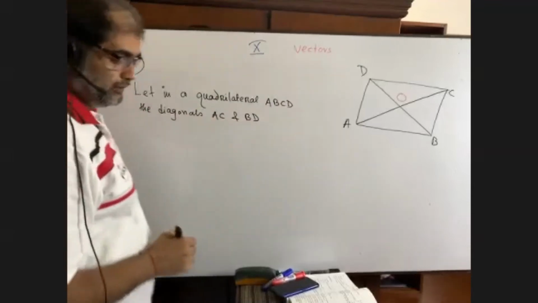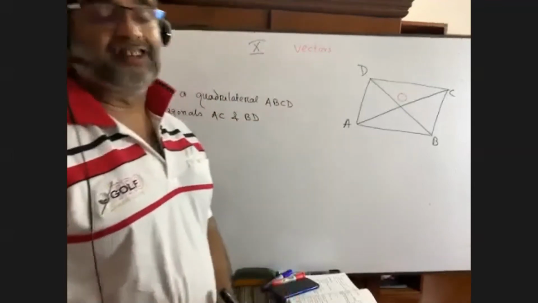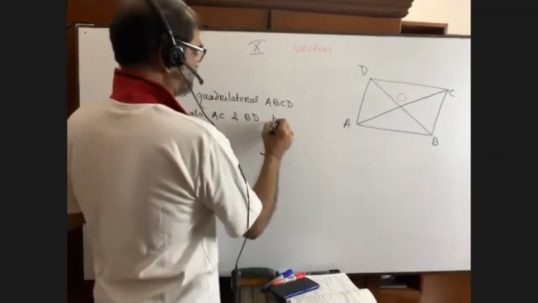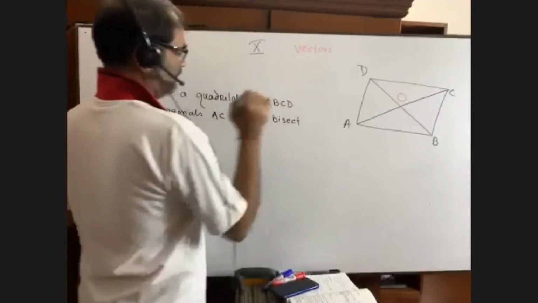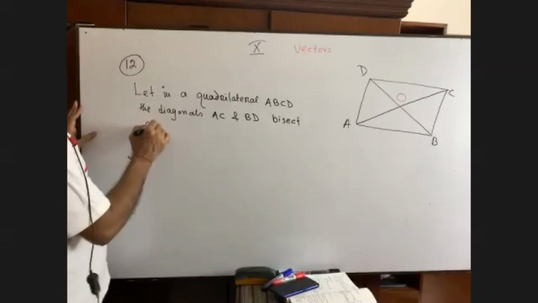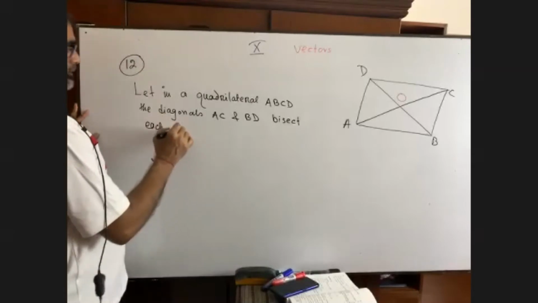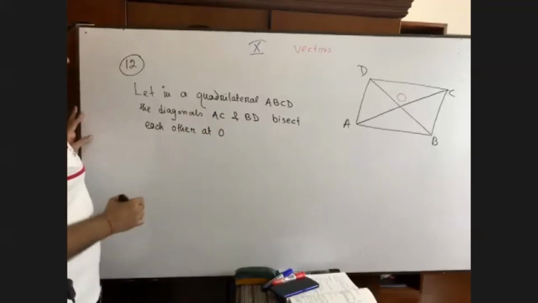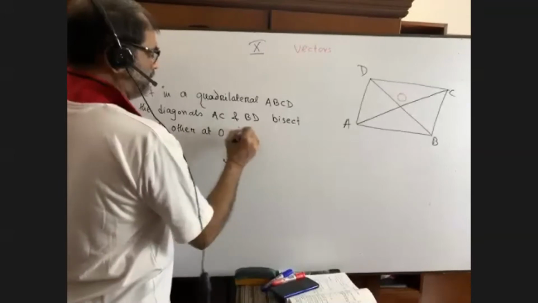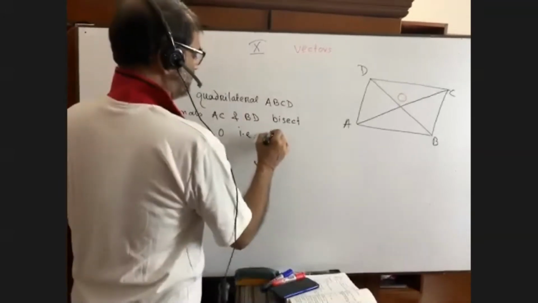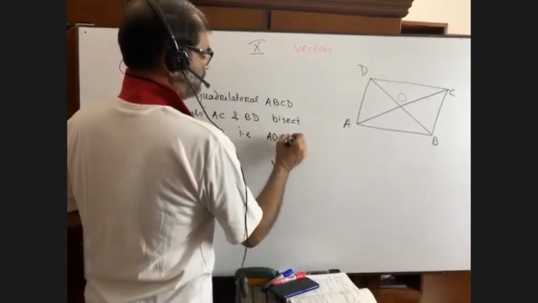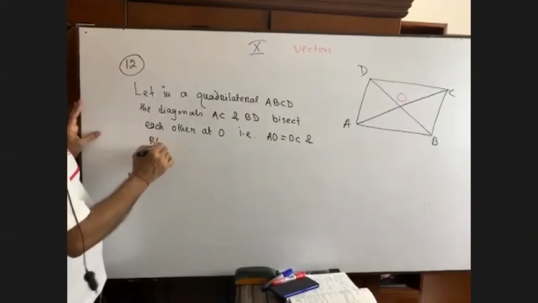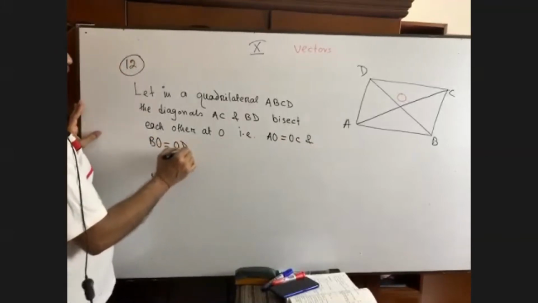What is written? The word is bisect, not intersect. It is written that they bisect each other at the point O. What is meant by this? Can you please let me know? Bisect means what? AO equals OC, and BO equals OD.